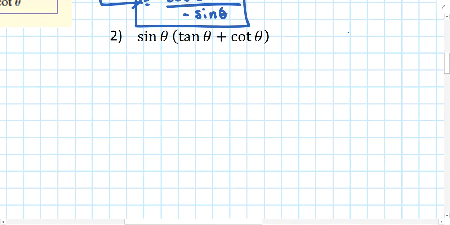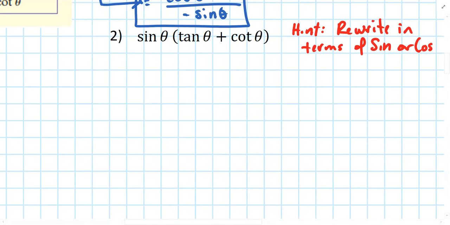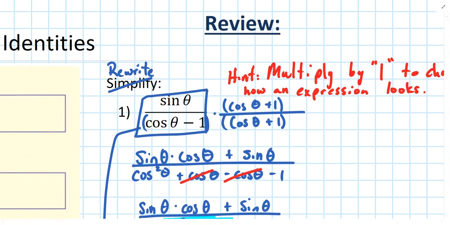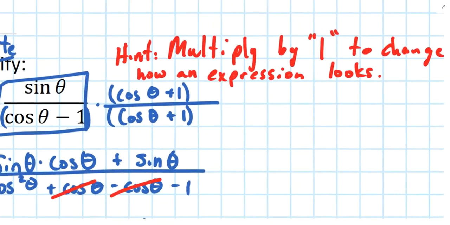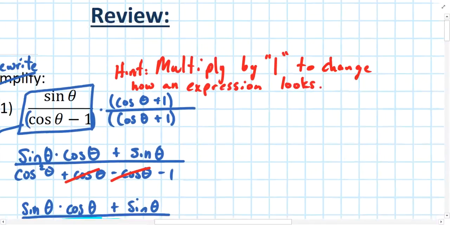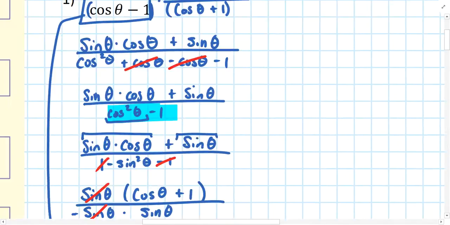Now, number 2 here is a little bit nicer in that this will simplify to something a bit smaller than what we're starting with. So let's go ahead and jump in here. And one hint that I'd like to provide this time is rewrite in terms of sine or cosine. In the first example, we said that with fractions, sometimes multiplying by some sort of 1 to change the way an expression looks might be helpful.